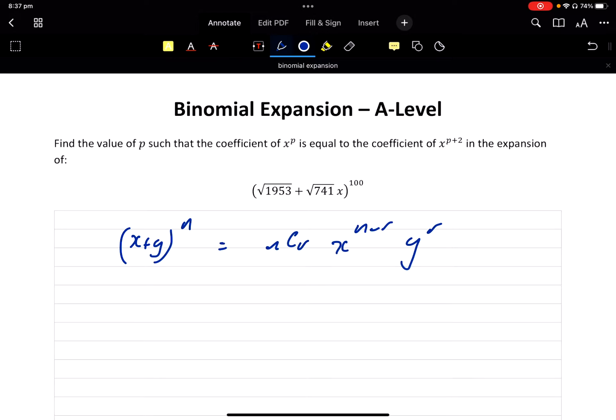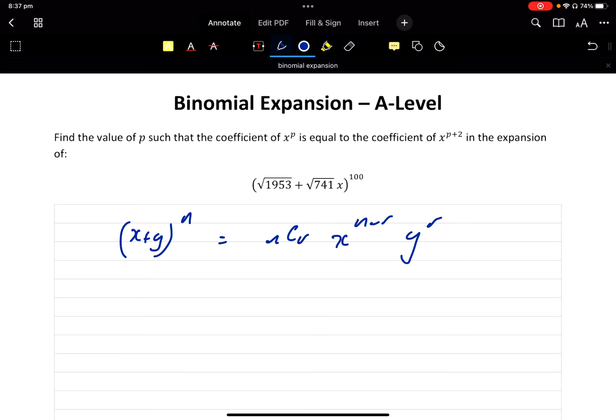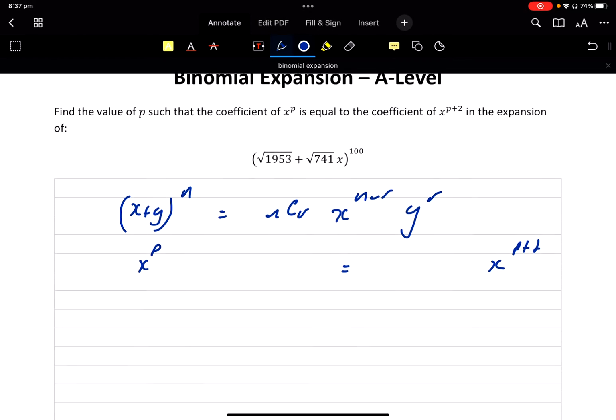This one's a cracker, isn't it? So I've already started with the binomial expansion because it's in your formula sheet. You don't need to remember it, you just need to be able to apply it. So we want the coefficient of x to the p on one side, and that will equal the coefficient of x to the p plus 2 on the other. So we're just balancing sides.